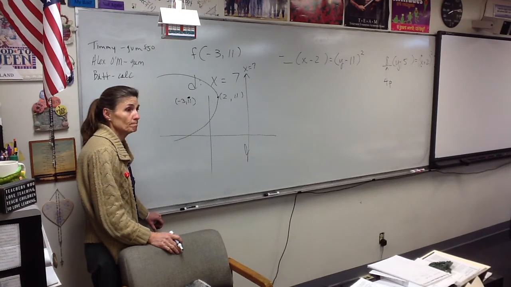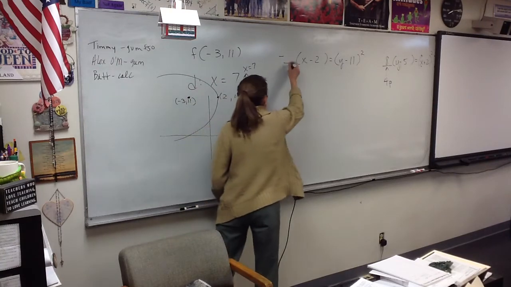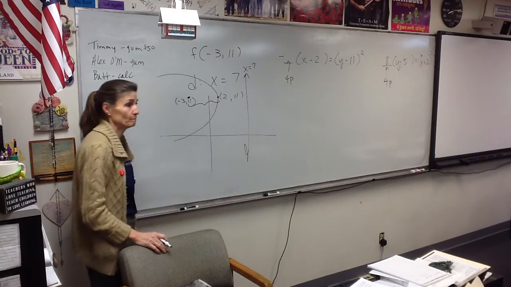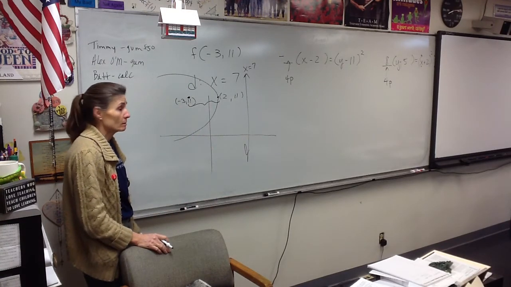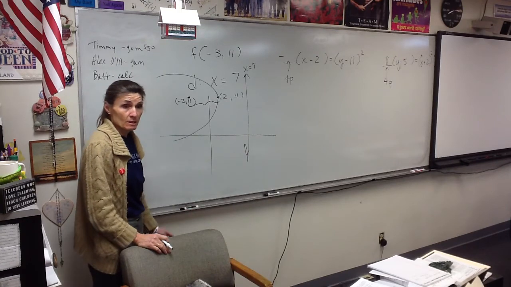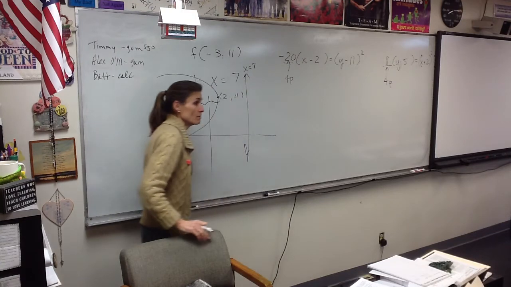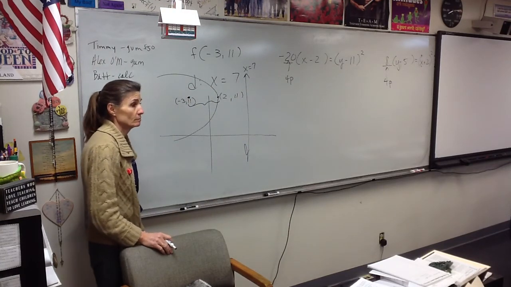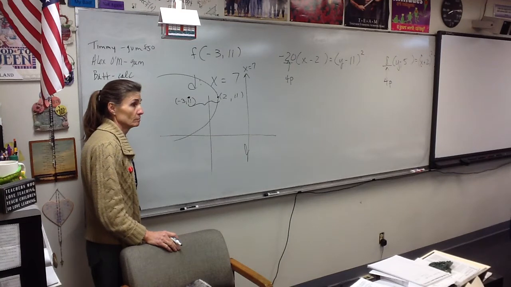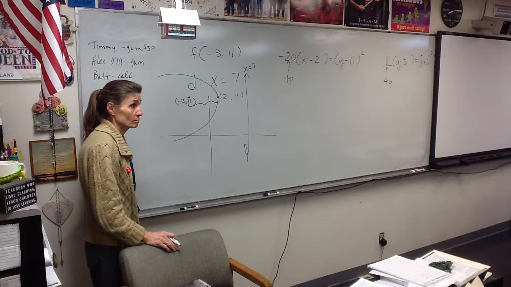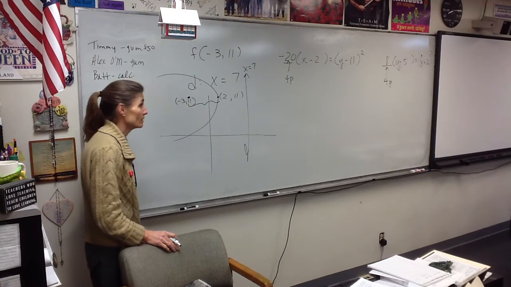Now what? Now I need the coefficient. This is 4p. I can tell from my picture that p is what? P is 5. So 4p would be 20, and you already marked it negative because it opens to the left. Everybody okay with that?